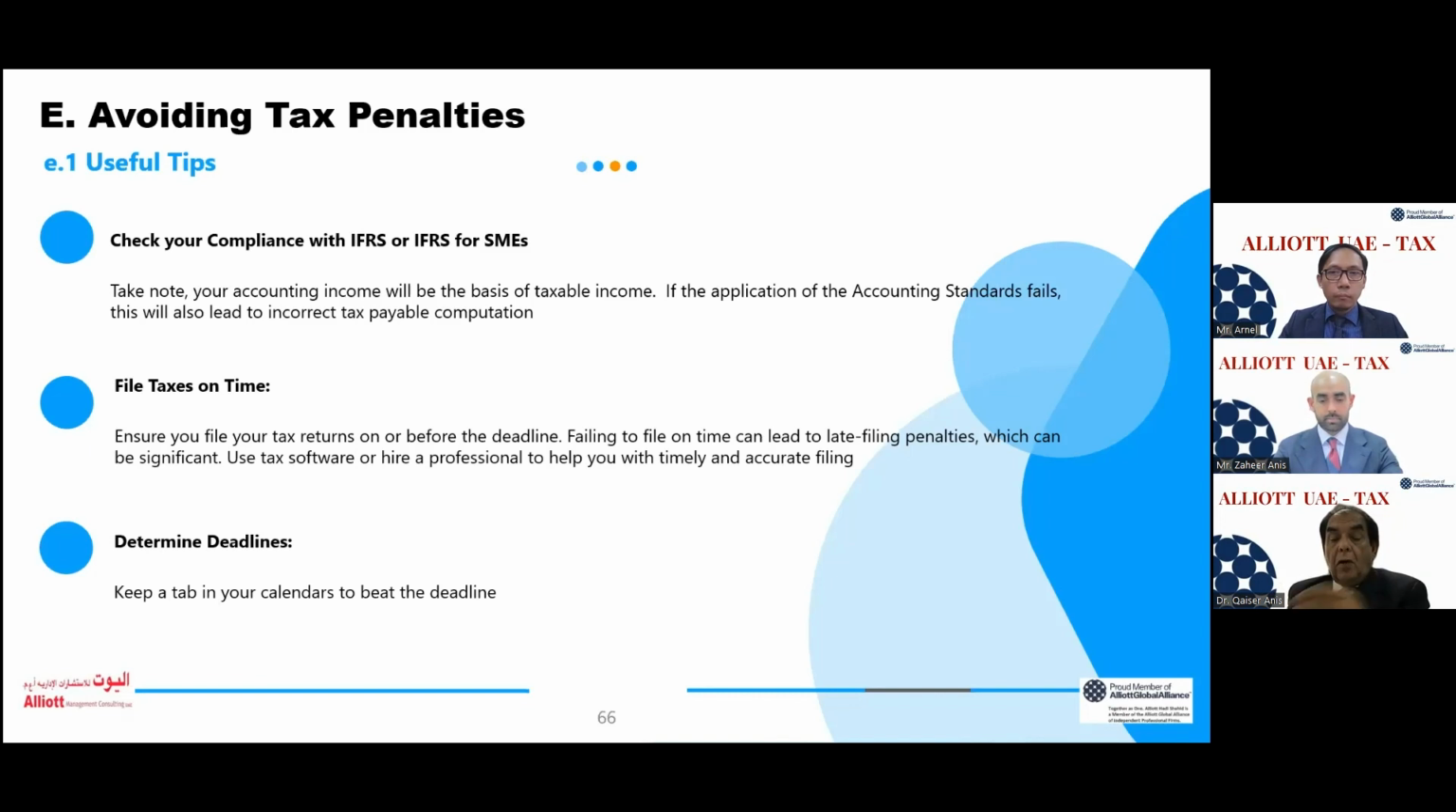Now, what are the bases of your preparation of accounts? Your policy should be reviewed. IFRS full or IFRS for SMEs, take note of it.